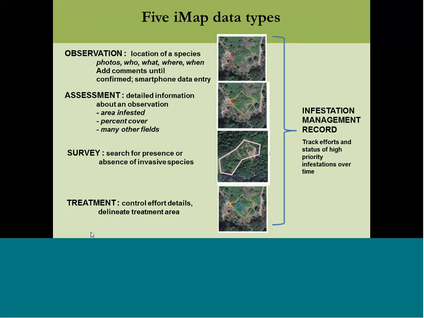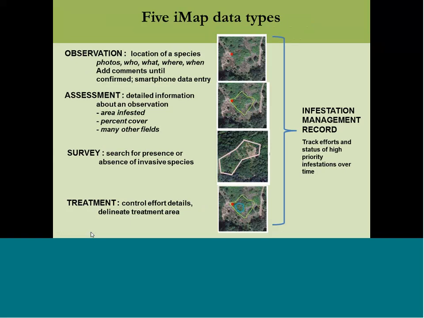IMAP does all this with 5 data types. It starts with point data. So on the top left, we have observations, which show the location of a species. It's pretty simple: photos, who, what, where, when. You can add comments until the point is confirmed by the data administrator, and smartphone data entry can allow you to put points on the landscape.